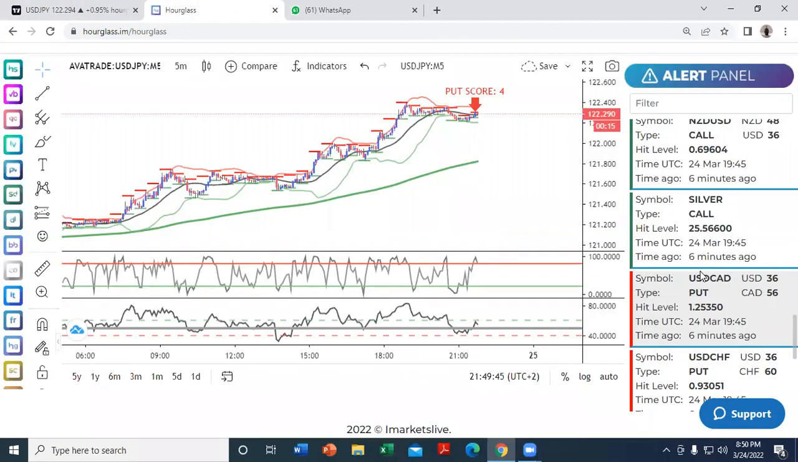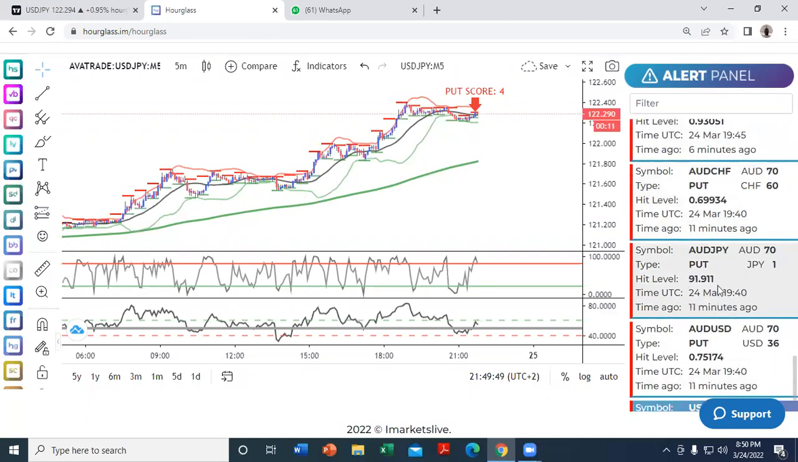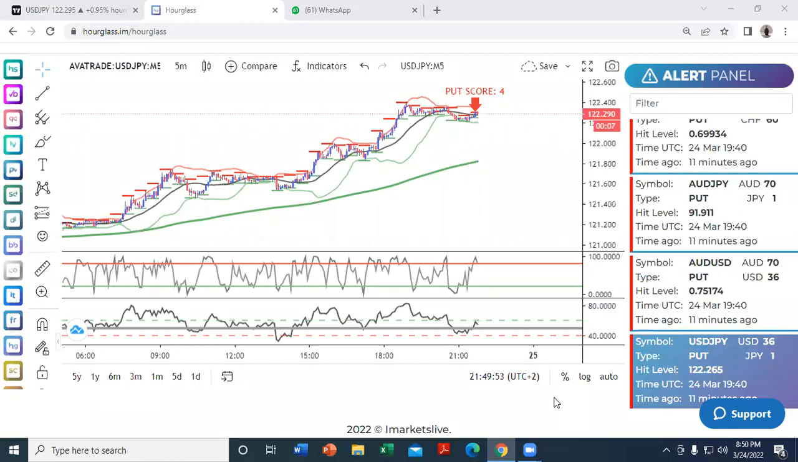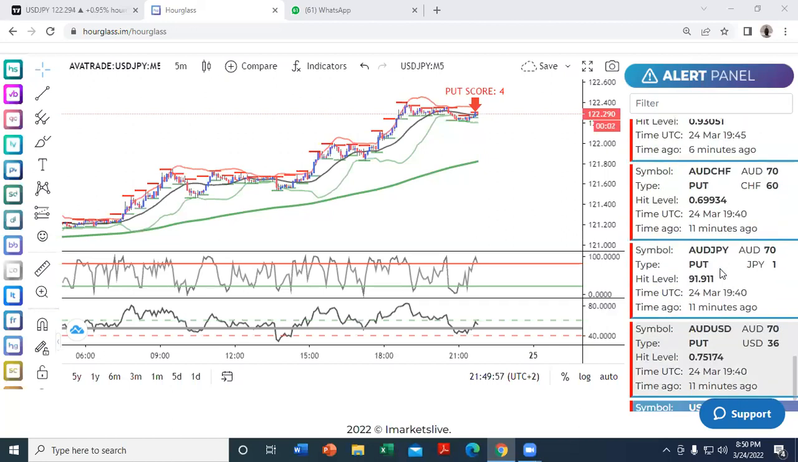Now, I don't want to overflog that. We've had several trainings on this. I'm just going to go over it as basic as I can. Now, that's what we call the currency strength, and that's all for the alert panel.